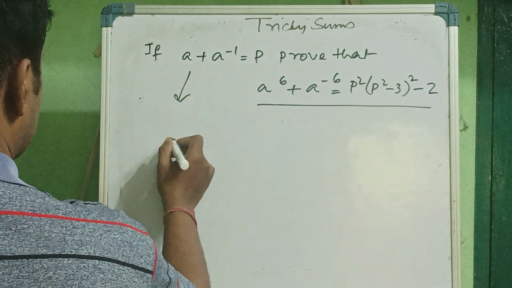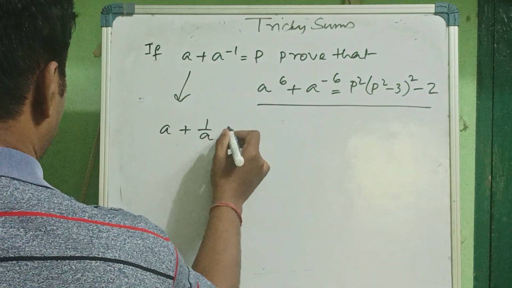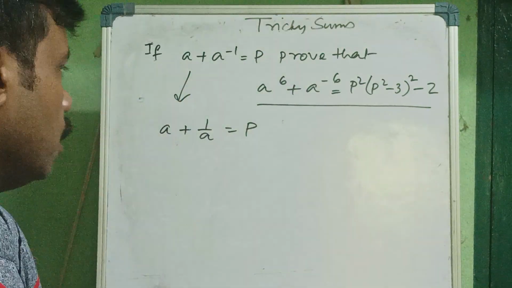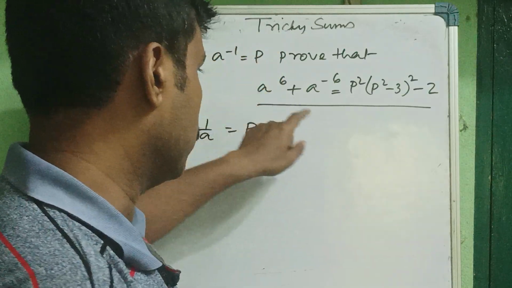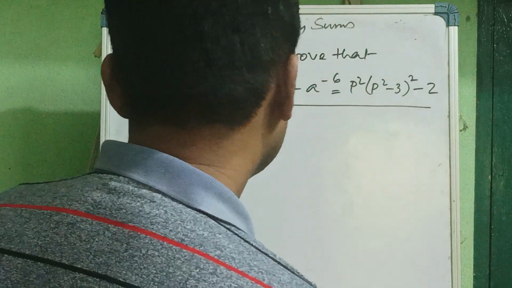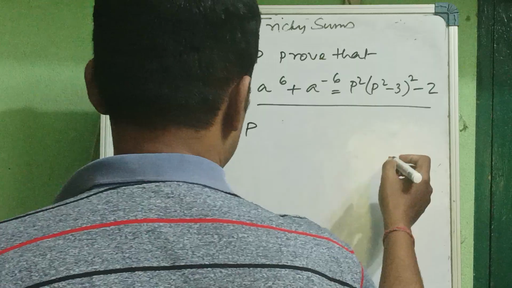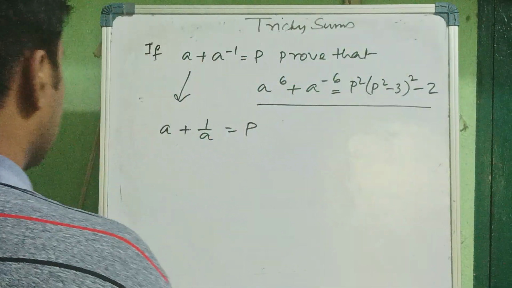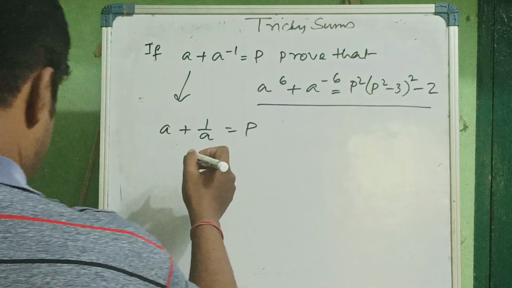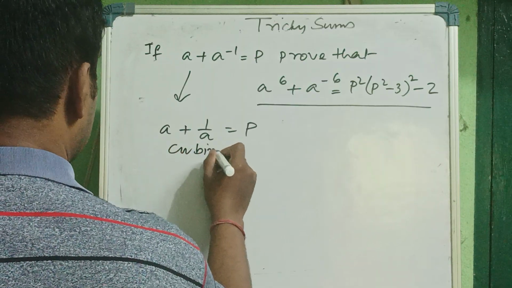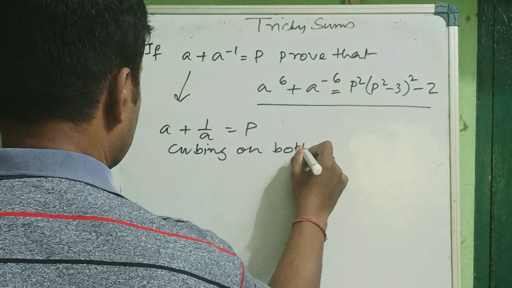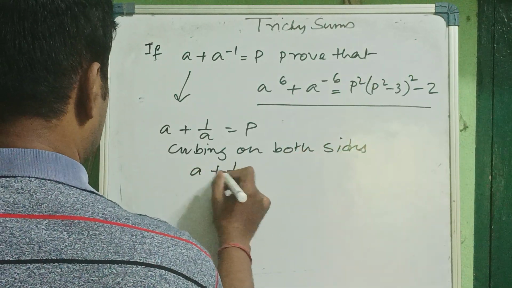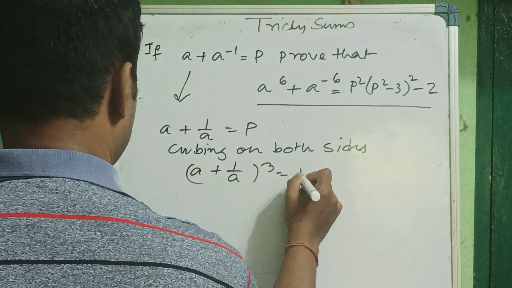First take this value a plus 1 by a as p. So here is a 6. Every time when there is an expansion or factorization and there is a value of 6, first you cube on both sides, then square. So cubing on both sides, a plus 1 by a whole cube equals p cube.